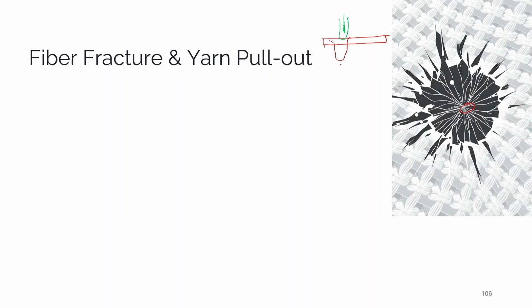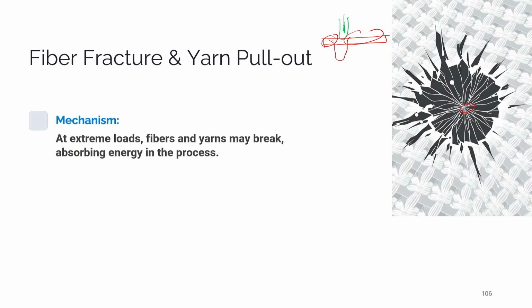This is called yarn pull out test, and depending on whether the fibers or yarn frictions are high, it will resist this yarn pull out. The basic mechanism here is that at the extreme load, fiber and yarn may break. So, before it breaks, the fiber or yarn will absorb the energy depending on its work of rupture.